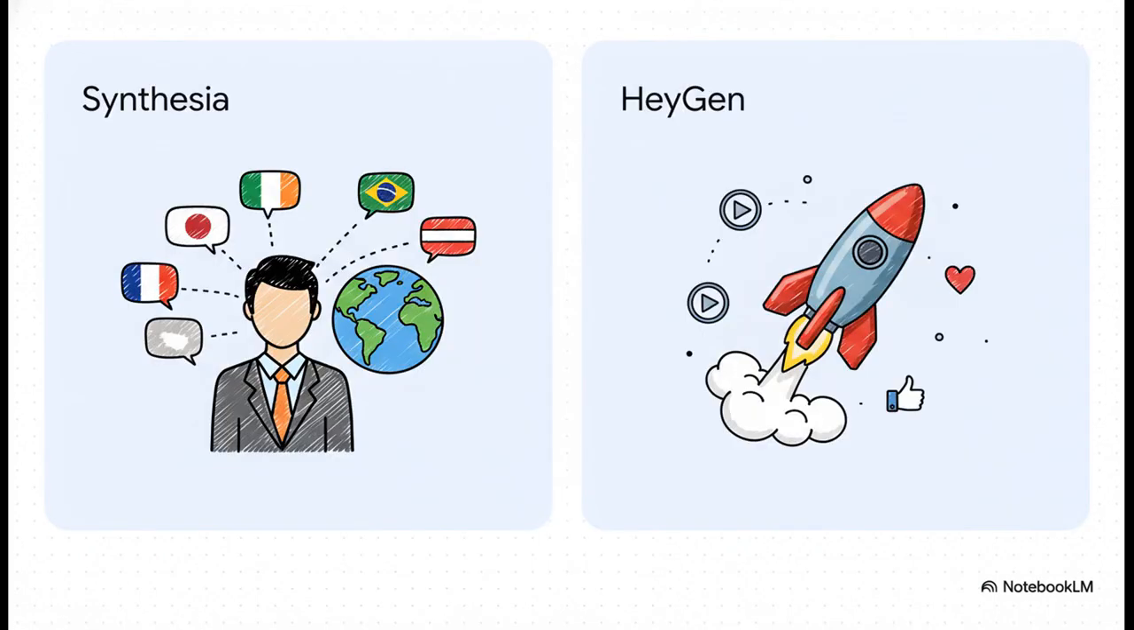And this is a perfect example of how 2 tools that seem similar can actually serve totally different needs. Synthesia is an absolute powerhouse for things like corporate training videos in a bunch of different languages. Meanwhile, HeyGen is built for speed and making things look great on social media. Its templates kind of feel like Canva, but for video.